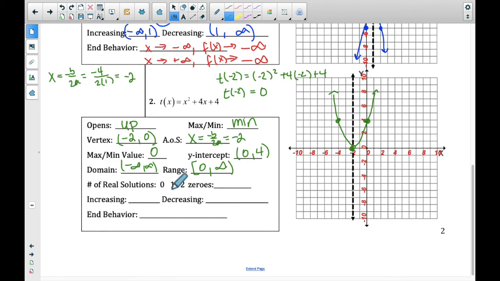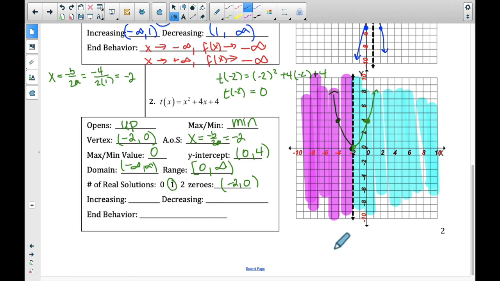Okay, number of real solutions. It does have a solution. And that solution, or that 0, so solutions and zeros are synonyms, and that is at -2. So let's just go ahead and say -2, 0. Which, coincidentally, is also the vertex. That happens sometimes, not all the time, but it does happen sometimes.